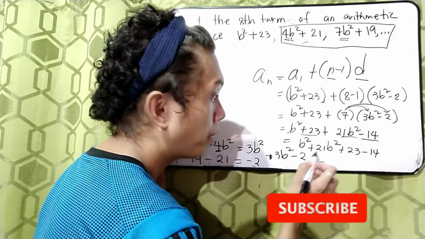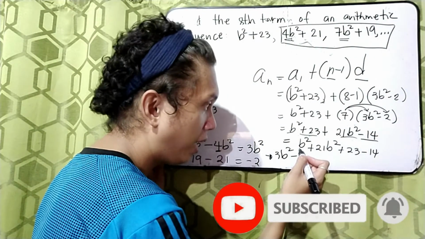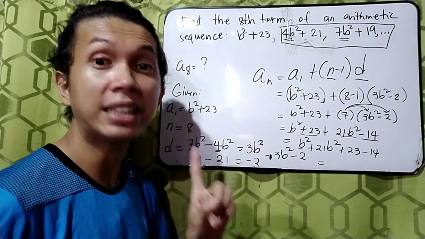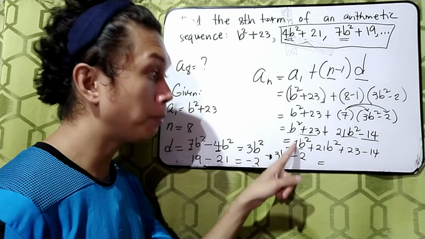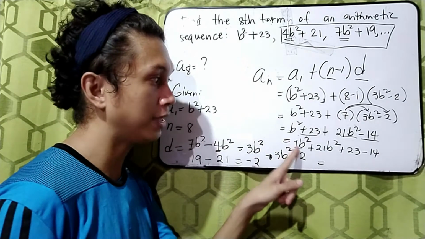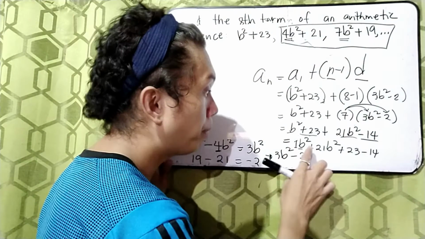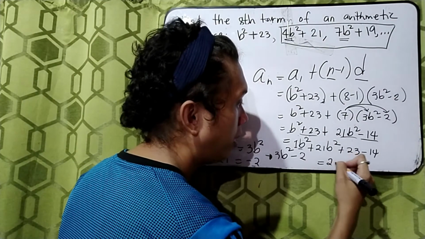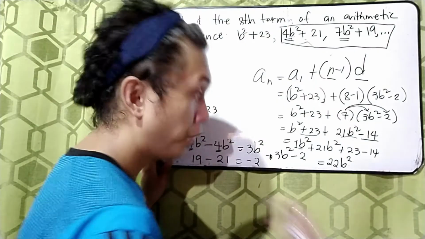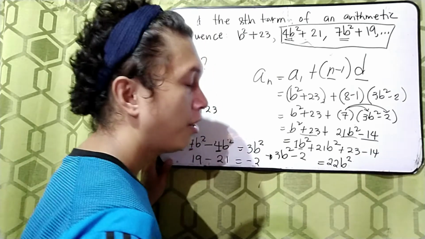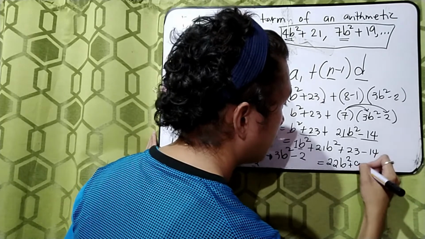So b squared plus 21b squared. So as you can see, there's no number here beside b squared. Actually, it has 1 here. So if ever there's no number or numerical coefficient beside the variable, it means that it has 1 in there. So 1 plus 21, that is 22. Then let us just copy b squared. So next, 23 minus 14. So that is 9. Positive 9.